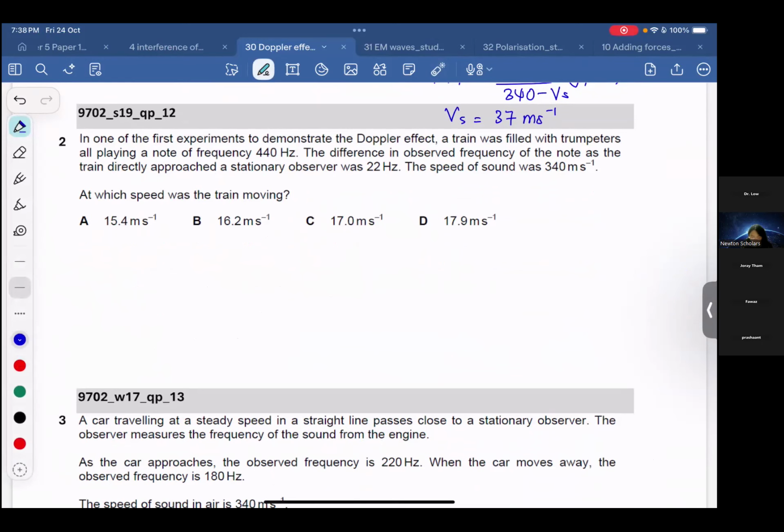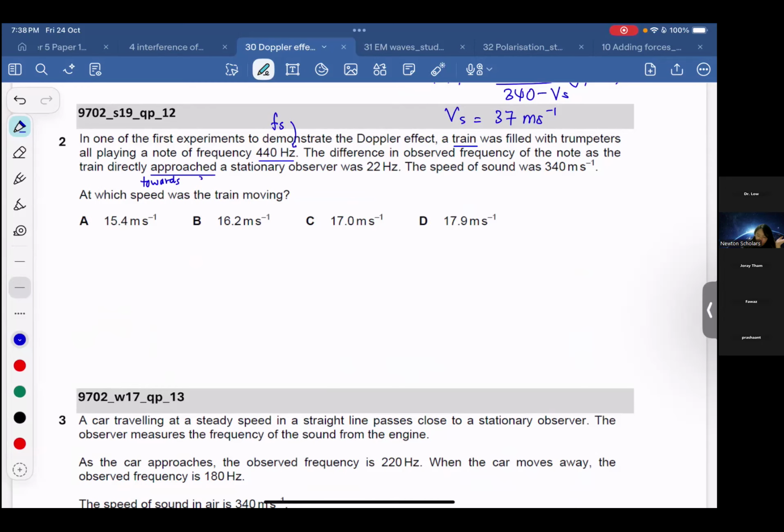Here, in one of the first experiments to demonstrate the Doppler effect, the train is the source, playing a note of frequency. This is the frequency of the source, which is 440 because the train is the source. The difference in observed frequency of the note as the train directly approaches. Here the keyword is directly approach. Approach means towards.